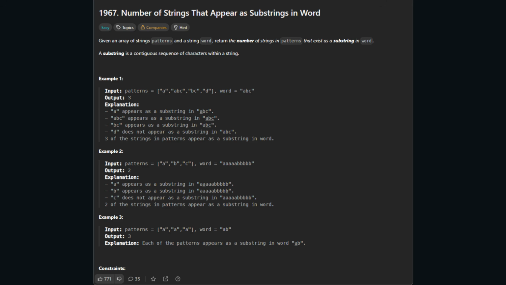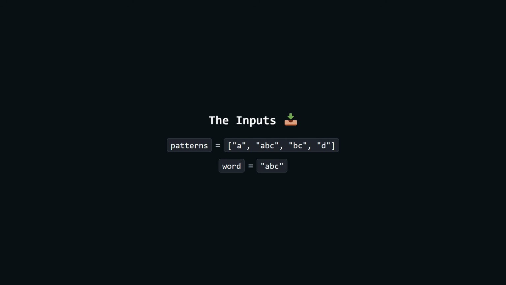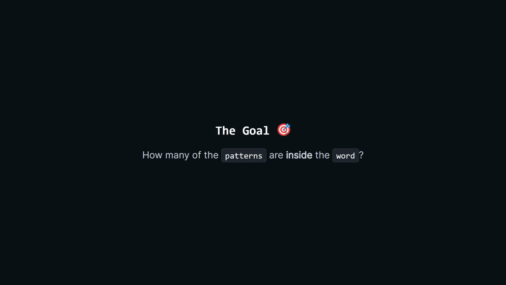Here is the problem page. It's a bit wordy, so let's break down exactly what it's asking us to do, step by step. We are handed two things. First, a list of short strings, which the problem calls patterns. Second, a single longer string called word. Our job is super simple. We just need to count how many of those little patterns can be found hiding contiguously inside that main word.